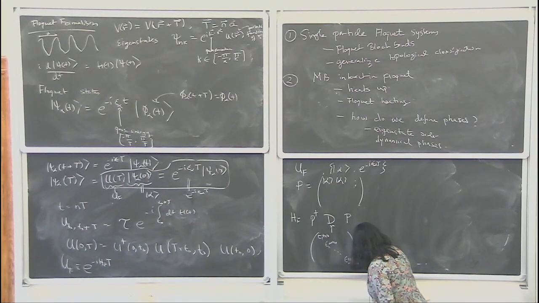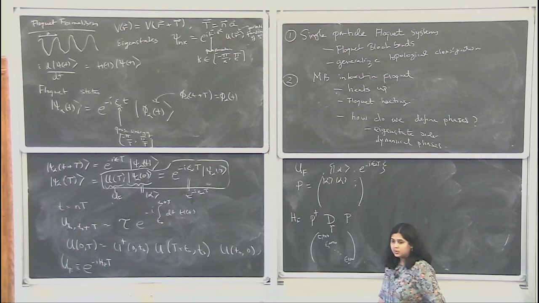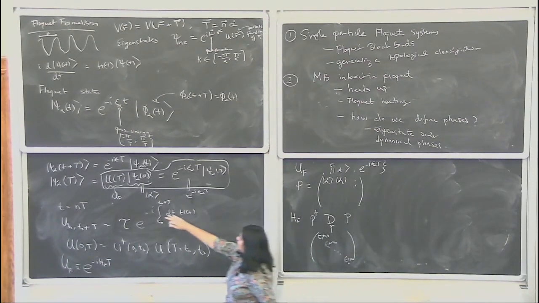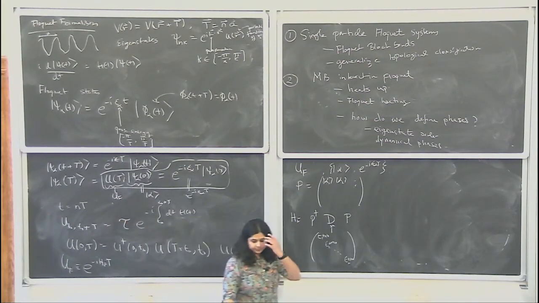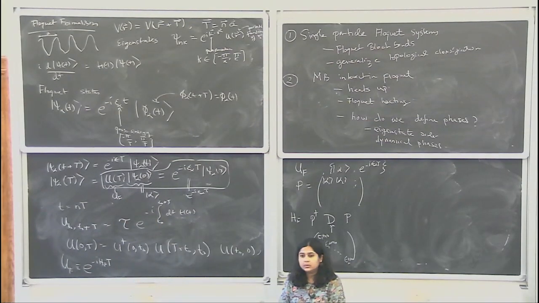Good. Yeah. Just last question. U_F is just the time evolution for capital T, right? To time capital T, correct. Yeah, it's that object. Yeah. Okay.